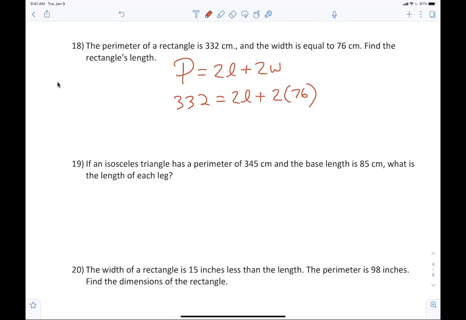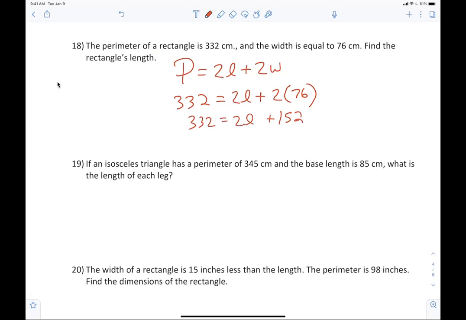What'd you get? 166 so far. 90. Ashley. 180. 90. 90. Eddie. 180. What did you get? 90. Somebody tell me what 2 times 76 is. Yeah, 152.